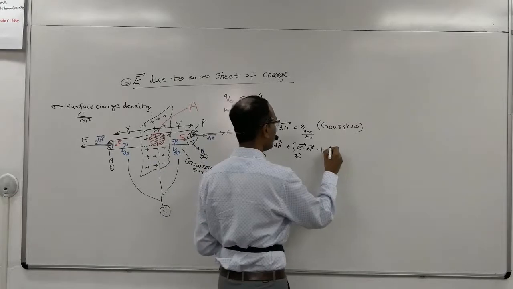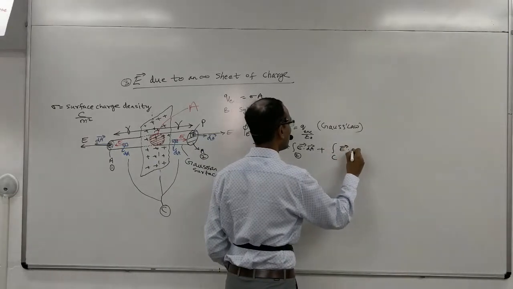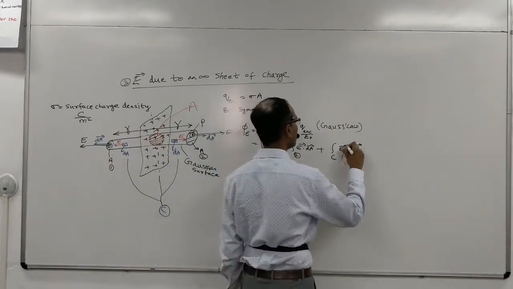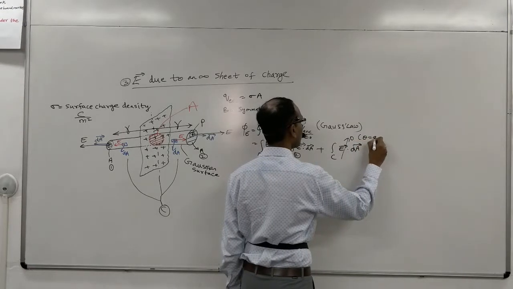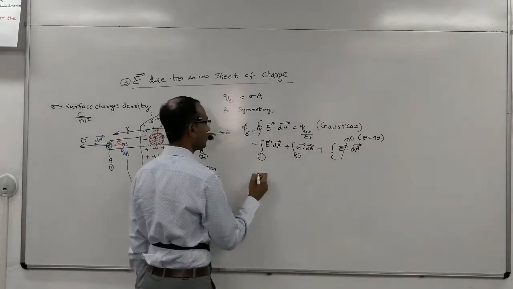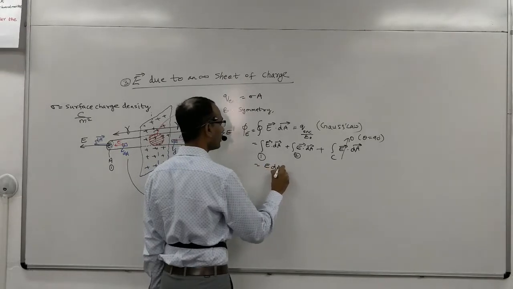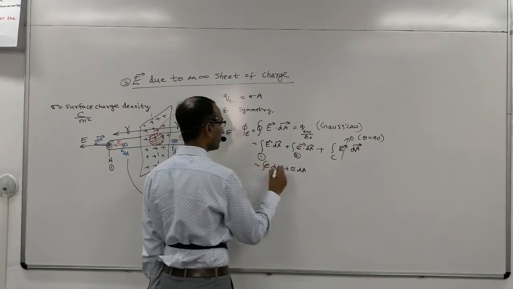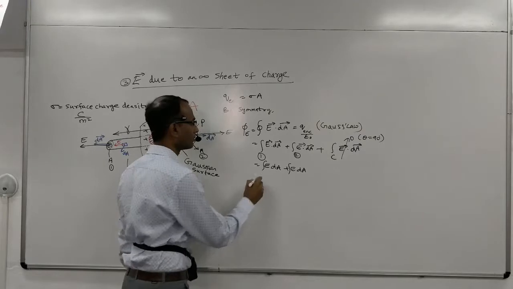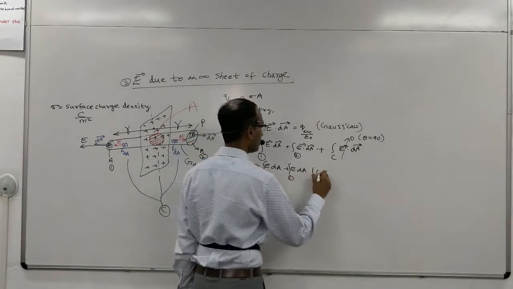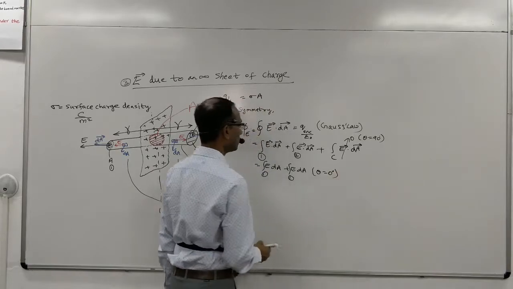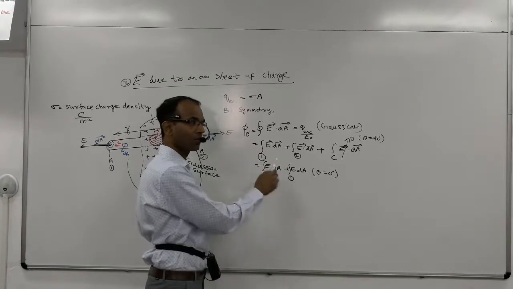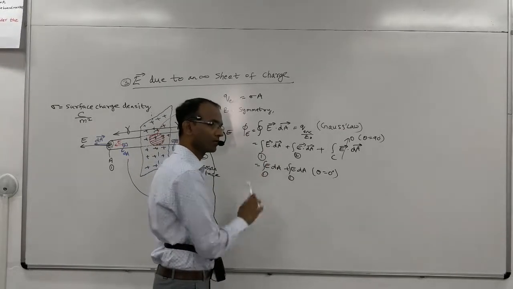So plus the integral over the curved surface of E dot dA. And we know that this is supposed to be 0 because theta equals 90 degrees. And for these two it will become integral E dA plus integral E dA. Agreed? Because theta equals 0 degrees. So if theta is 0 degrees, E dot dA will become E dA cos theta. Cos 0 is 1, so it will become integral E dA.